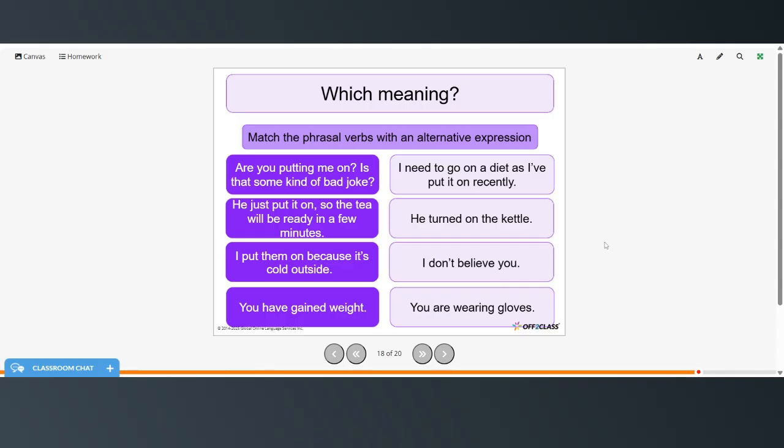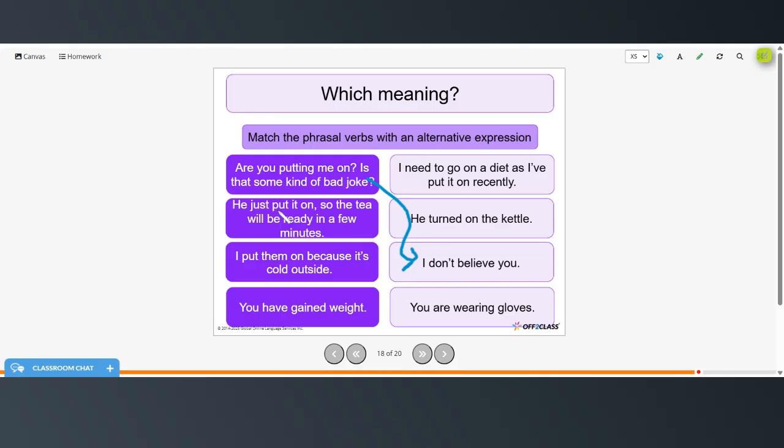So now match the phrasal verbs with an alternative expression. Again, pause the video, try these on your own, and then restart when you're ready to check your answers. Are you putting me on? Is this some kind of bad joke? Means I don't believe you.